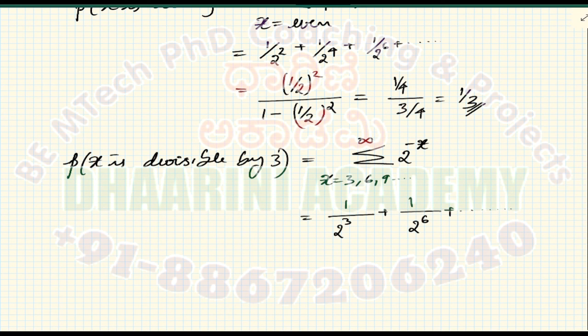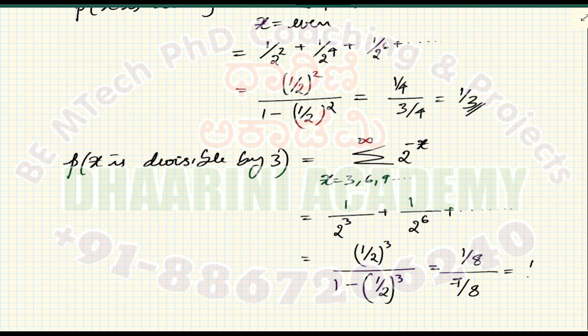So the calculation once again remains the same: 1 by 2 whole cube divided by 1 minus 1 by 2 the whole cube. So 1 by 2 cubed is 1 by 8, divided by 1 minus 1 by 8, which should be 7 by 8. So this is 1 by 7. There is a 1 by 7 chance that the x you choose is a multiple of 3, divisible by 3.